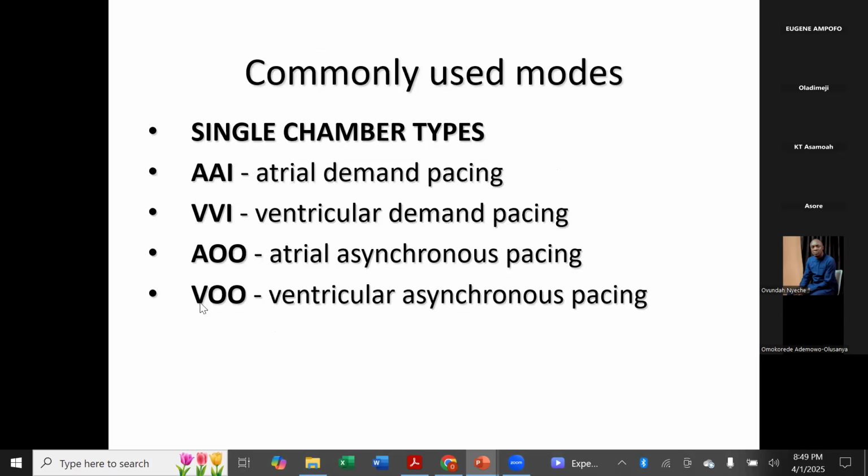VOO will be useful when you have a patient that will be needing a surgery and will be using diathermy. Because of interference with sensing of the ventricle, when the patient is using the diathermy or anything that will influence myocardial potential, the pacemaker will oversense intrinsic activity that is not there. I want you to get the word very well.